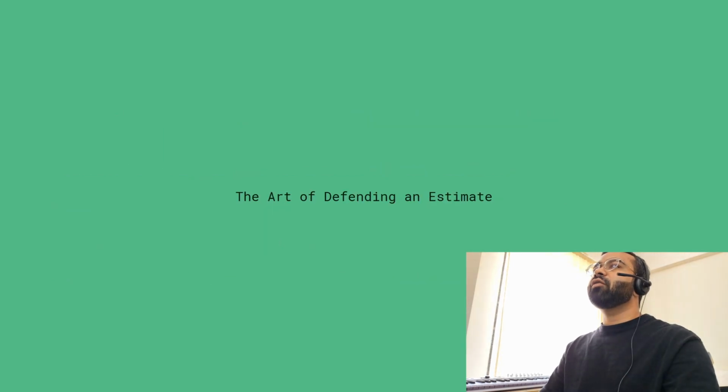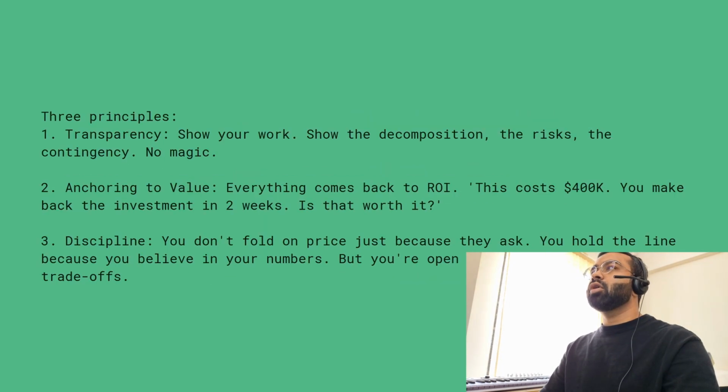Then there's the art of defending an estimate. There are three principles. Transparency: show your work, show the decomposition, the risks, the contingencies, no magic. Anchoring to the value: everything comes back to ROI. This costs $400,000. You make back the investment in 2 weeks. Is that worth it? Discipline: you don't fold on price just because they ask. You hold the line because you believe in your numbers, but you are open to scope or timeline trade-offs.